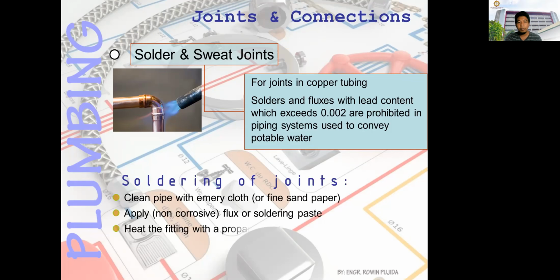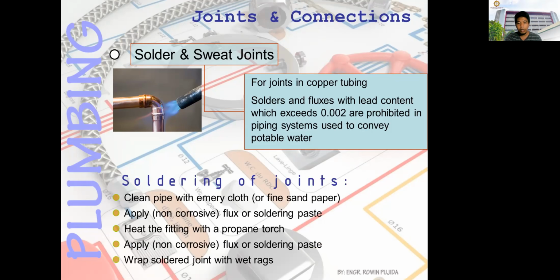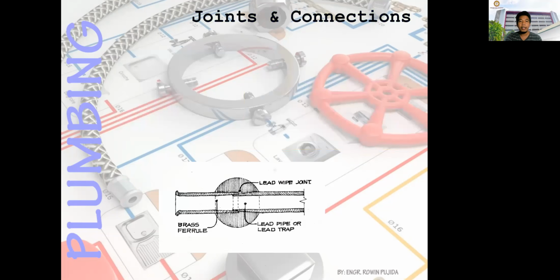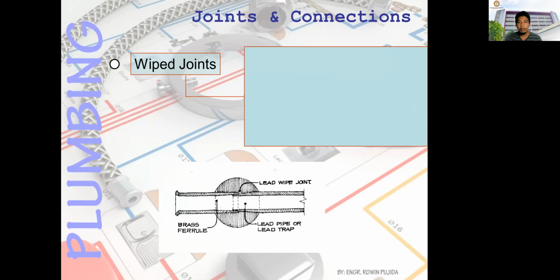So soldering of joints: clean the pipe with emery cloth or fine sandpaper. Apply flux and soldering paste. Heat the fittings with a propane torch and apply the flux and soldering paste. Wrap the solder joint with wet rags. Okay. Next, we have the wipe joint.